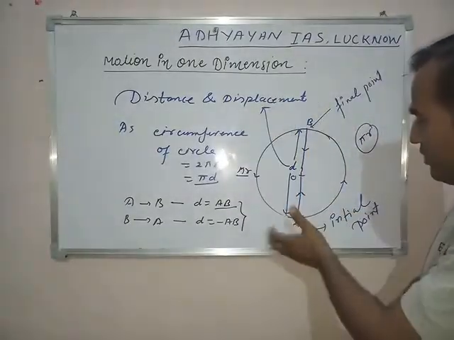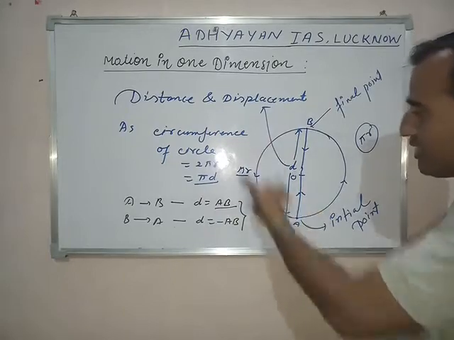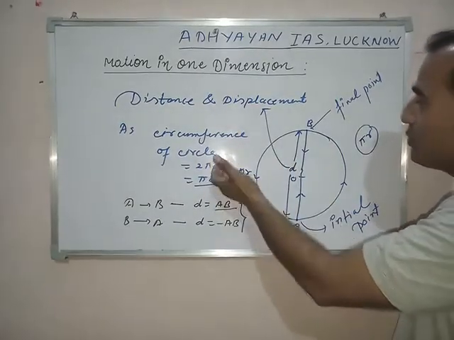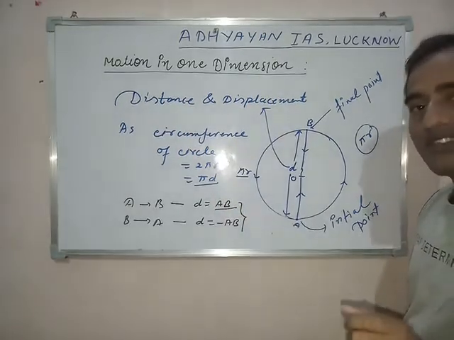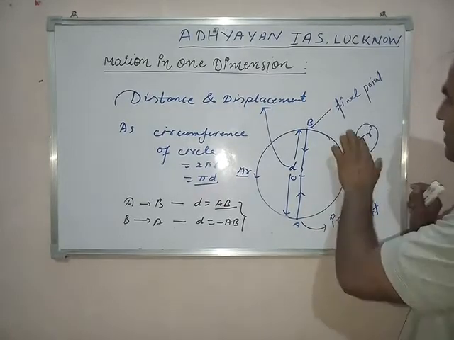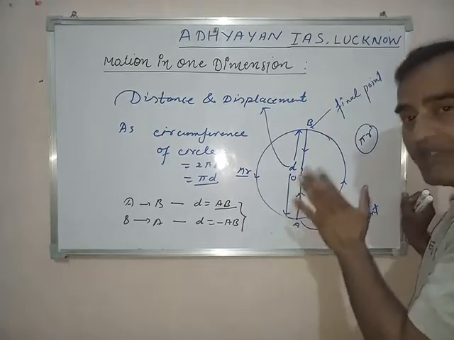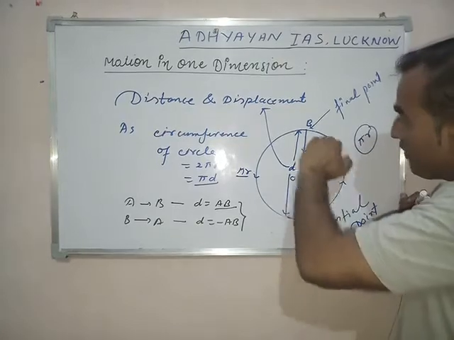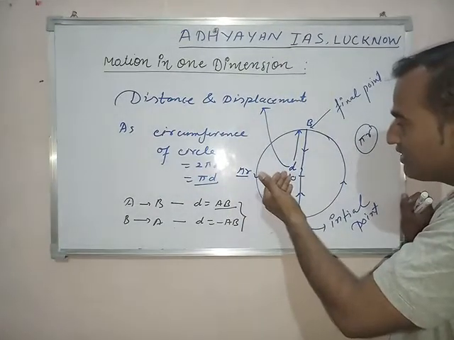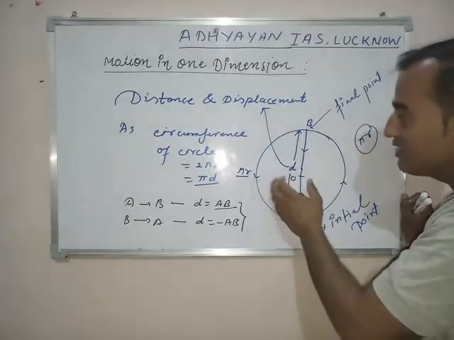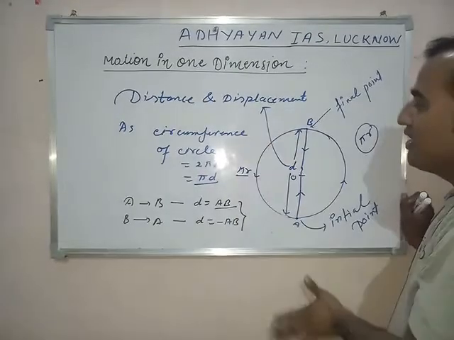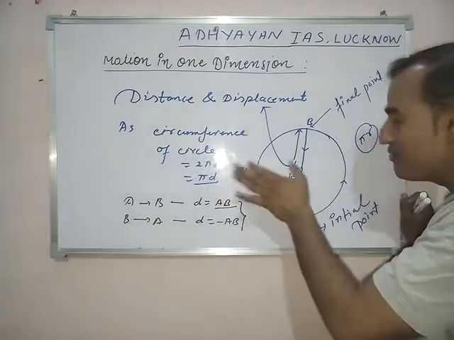So in one cycle, in one rotation, the distance will be 2 pi r and the displacement is 0. In a half cycle, distance is pi r and displacement is equal to the diameter, which is positive. In the next half cycle from B to A, distance is pi r also, and displacement is negative. And in a complete cycle, distance is 2 pi r and the displacement is 0.